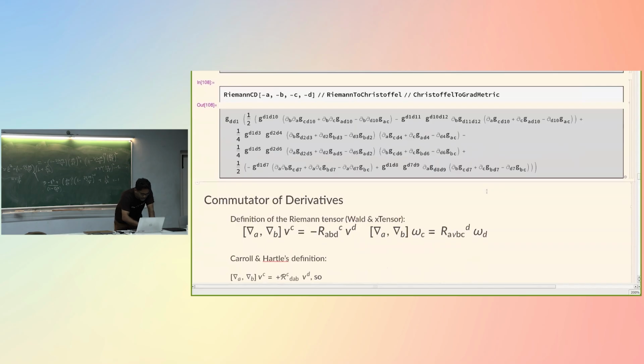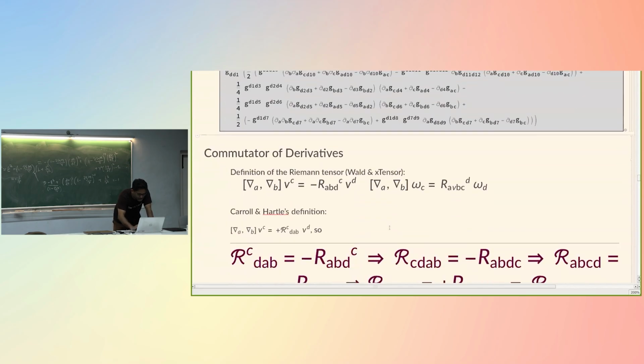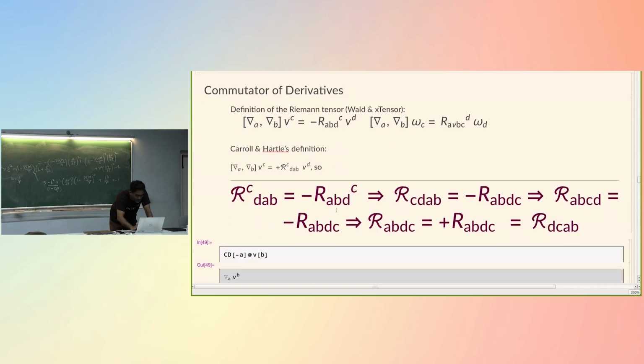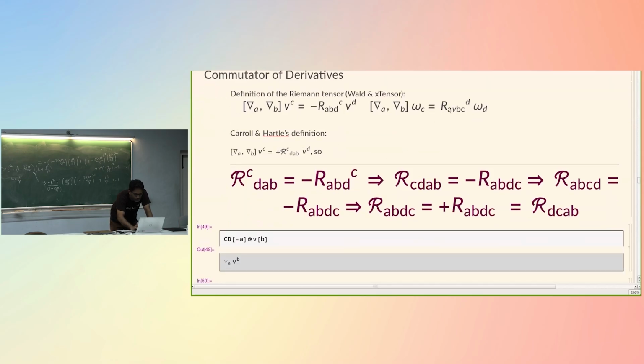I've mentioned this before, but let me mention this again. This is how we define the commutation of the Riemann tensor. This is the definition that we use, but in Hartle or Carroll, this is how they use the definition. These are the differences between the two definitions. This R is the definition that we are using, and the curly R is the one used by Carroll and Hartle.